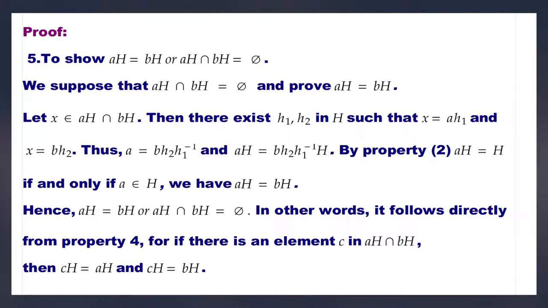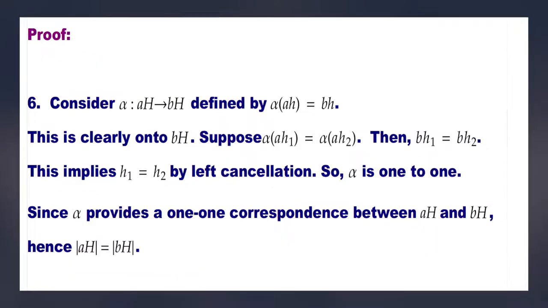In other words, it follows directly from property 4. For if there is an element c in aH ∩ bH, then cH = aH and cH = bH. Sixth one, consider α from aH mapping to bH defined by α(ah) = bh.